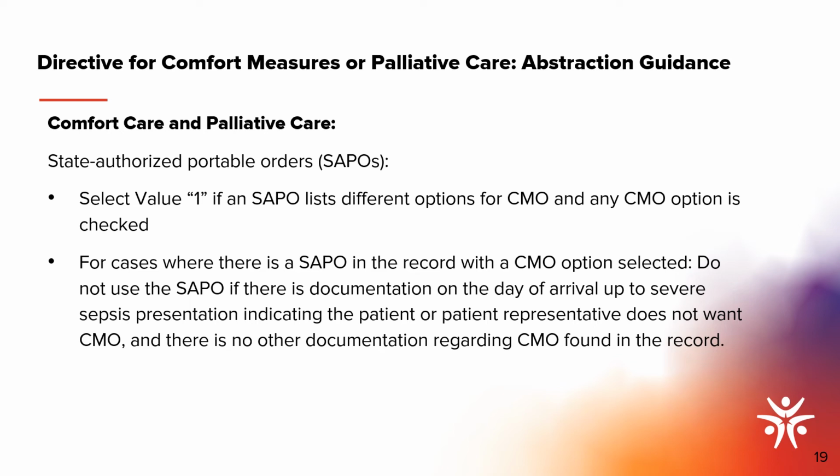You would select value 1 if a SAPO lists different options for CMO and any CMO option is checked. For cases where there's a SAPO in the record with a CMO option selected, you would not use the SAPO if there's documentation on the day of arrival up to severe sepsis presentation indicating the patient or the patient's representative does not want CMO, and there is no other documentation regarding CMO found in the record.